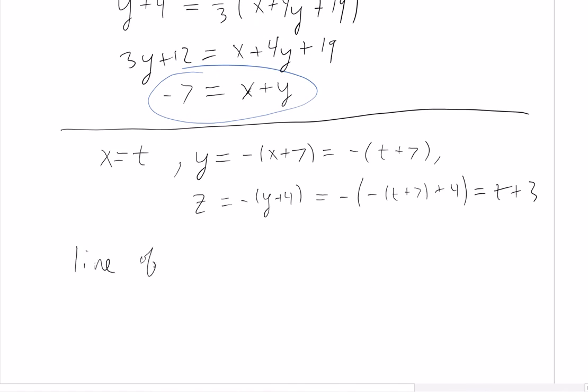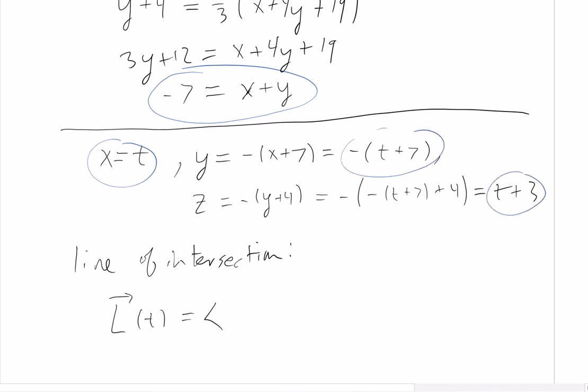So to summarize, we just found out the line of intersection of these two planes, let's call it L of t, or vector function, is, so let's just use these things that we got. So the x component is just t, the y component is negative t plus 7, and the z component is t plus 3. And that's it. This is the line of intersection of the two planes that we started with.